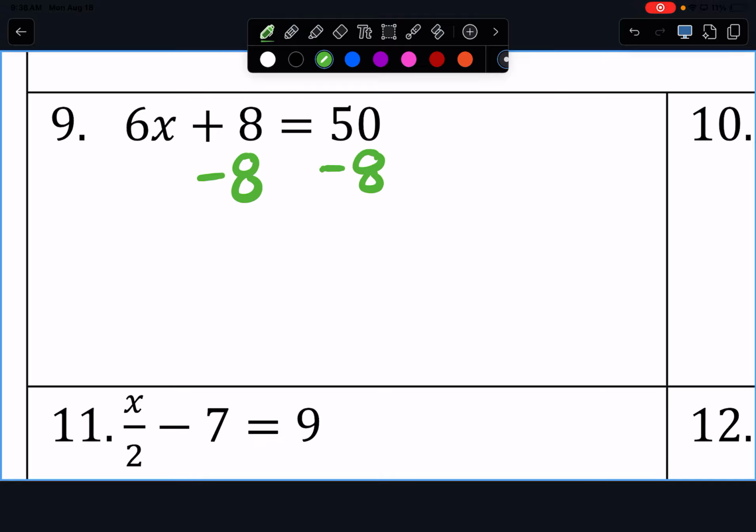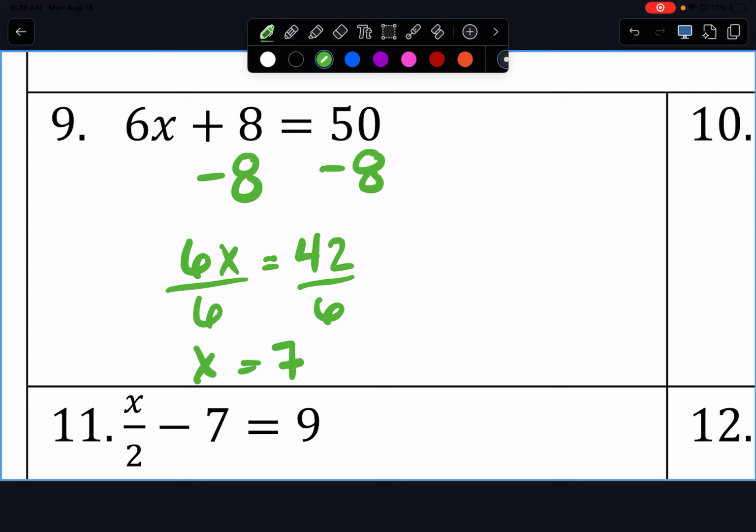Okay, and so we get 6x equals 42. Divide both sides by 6. x equals 7. All right, so when it is set up like this, where everything's kind of separate, you will usually go addition first, addition or subtraction, then dividing or multiplying.